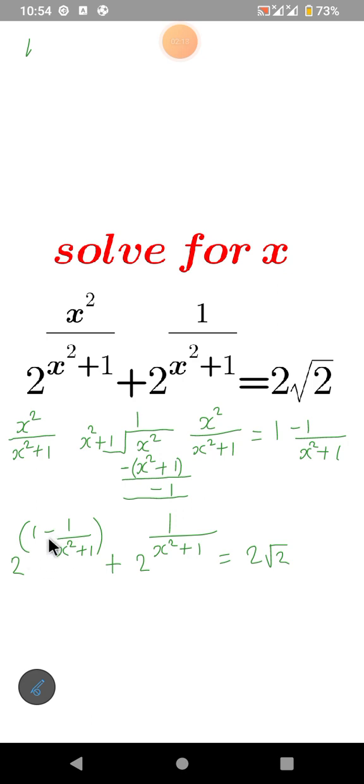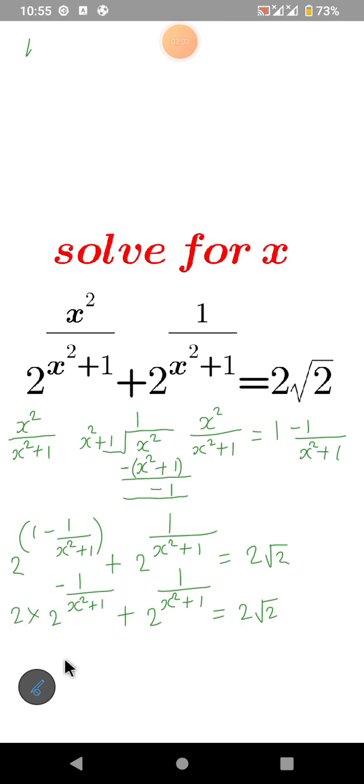Then now I'm going to split this using the law of indices. So this will become 2 raised to the power 1, which is 2, multiplied by 2 raised to the power of minus 1 all over x squared plus 1. Then this plus sign, here it is. Then I write 2 raised to the power of 1 all over x squared plus 1, all equal to 2 root 2. So now I finish.